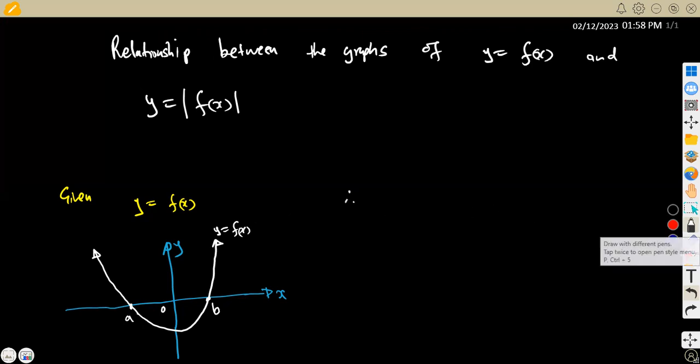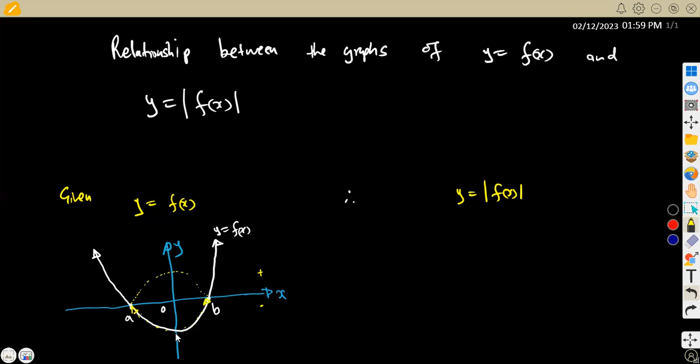Therefore, for the modulus of this function, y equals the modulus of f of x, what you are going to do is reflect the part that is below the x-axis. We've got our x-axis, so we have above the x-axis, then below the x-axis. You reflect the part that we see below the x-axis so that we see it above the x-axis. Let me show you what it's going to look like. We're going to have it above the x-axis like this.